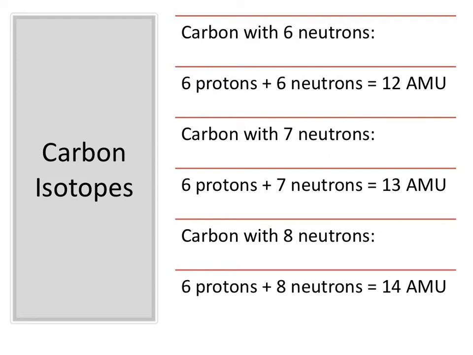All right, so here's the calculation we were just talking through. Carbon-12, 6 protons plus 6 neutrons. Carbon-13, 6 protons, 7 neutrons. And then carbon-14, 6 protons, 8 neutrons.